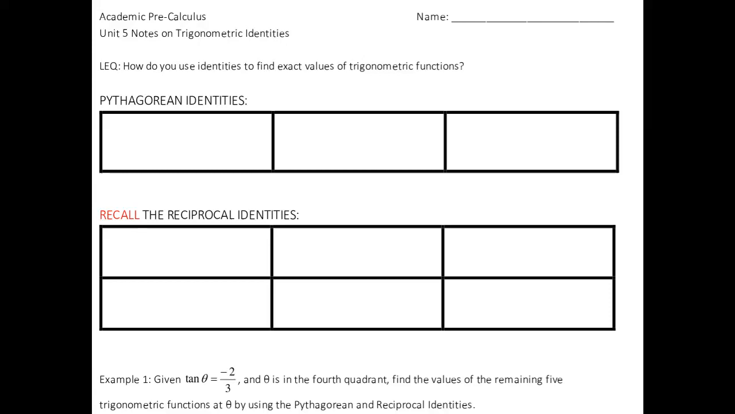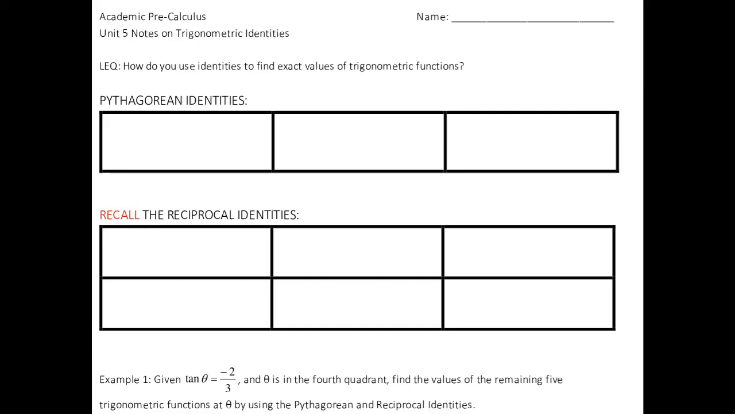So you just watched a video that recapped what we learned way back when about Pythagorean identities, and it also derived the two additional ones that we're really going to be using a lot here in this last unit of our course. So I just want to start by jotting down those three Pythagorean identities that you saw. If you didn't get a chance to, you can print out this page, or if you have a touch screen, you can write right on it.